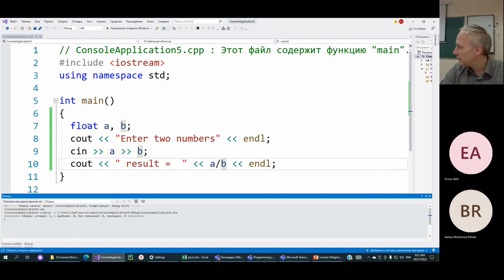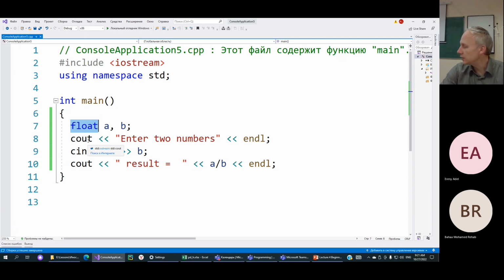Okay, but you see that I use two different data types here, integer and float. And today I'm going to talk with you in detail about data types. Of course, you more or less understand that int is for integer numbers, float is for real numbers, but let's consider it in more detail.